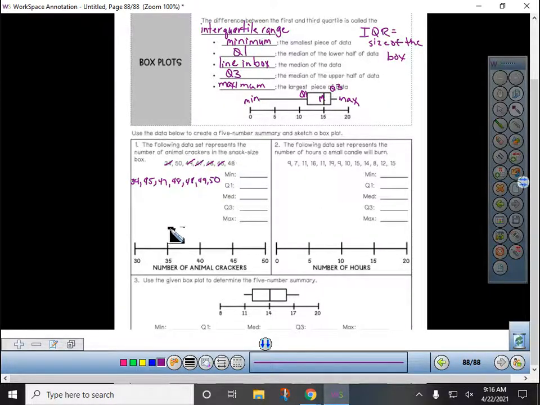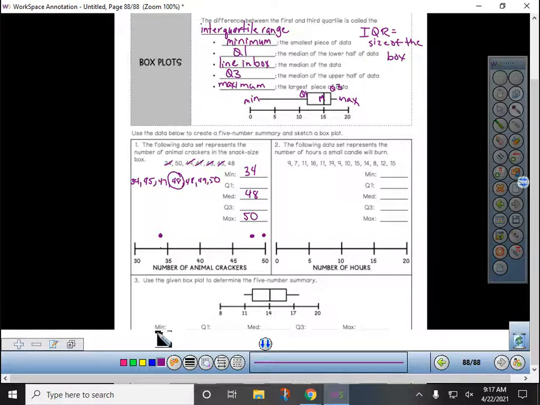Good. So we're going to create a box and whisker plot. First, we're going to find the minimum number, which is what? 34. So I think that'll be right here. Let's put a dot there. And then let's do the median next. What is it? 48. So we'll say that's about right here. We'll put a dot here. And then we're going to do the maximum. What's that? 50. So we're going to put a dot here.